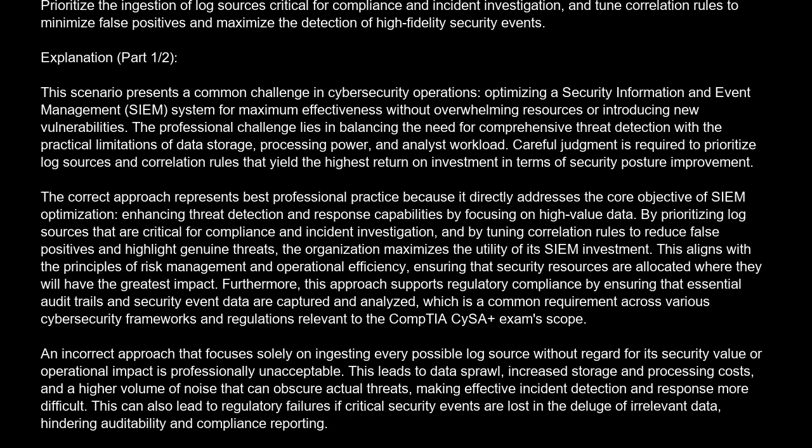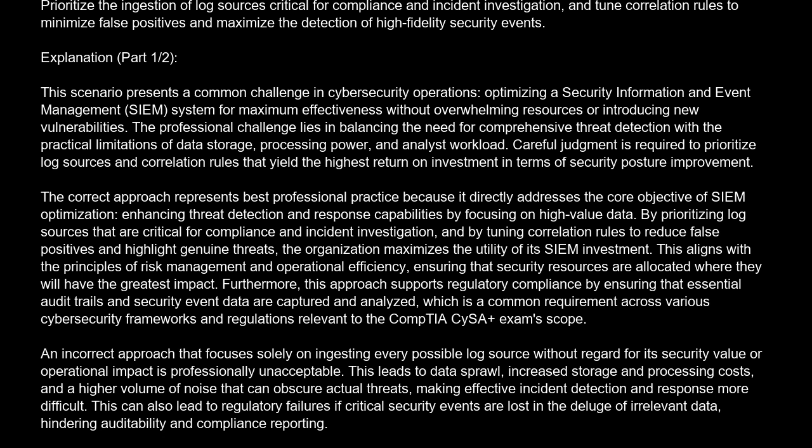Correct answer is D. Prioritize the ingestion of log sources critical for compliance and incident investigation, and tune correlation rules to minimize false positives and maximize the detection of high-fidelity security events. Explanation. This scenario presents a common challenge in cybersecurity operations.